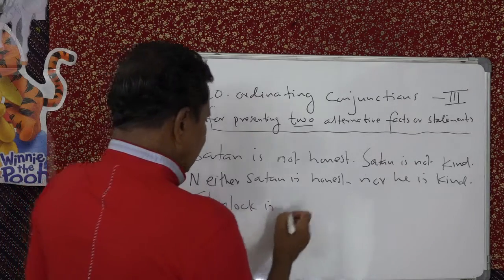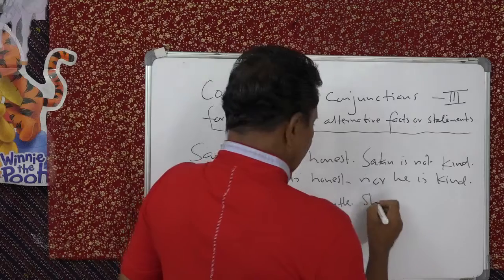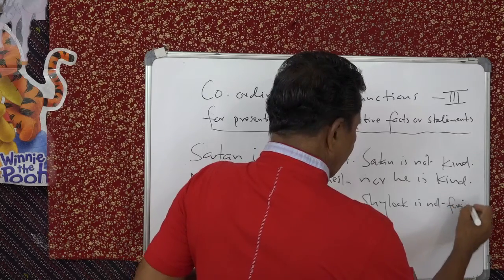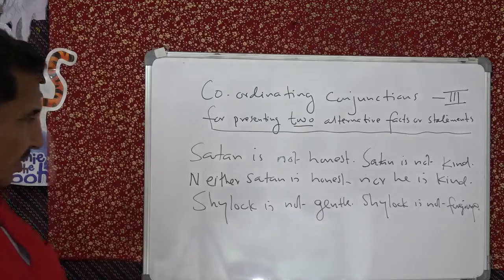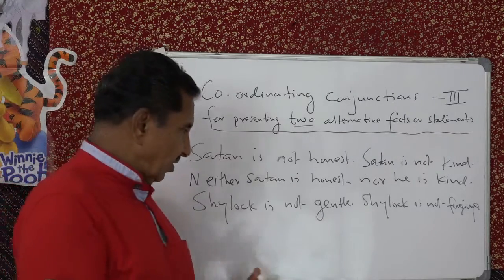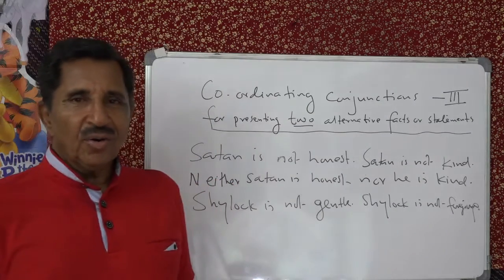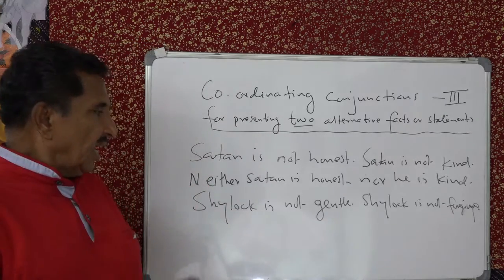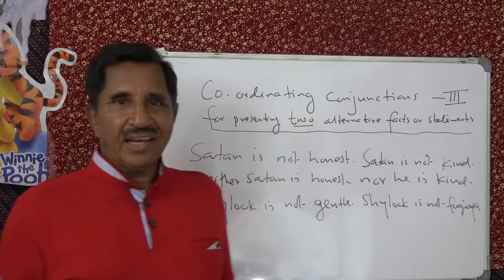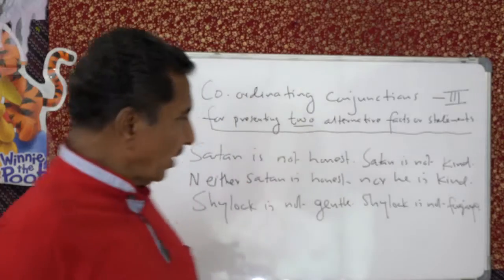Same thing again. Shylock is not gentle. Shylock is not forgiving. Isn't it? So you can say neither Shylock is gentle nor he is forgiving. Understand that? Or you can think of villains in films. The villain is neither good nor kind. So two negative facts you can combine like that.